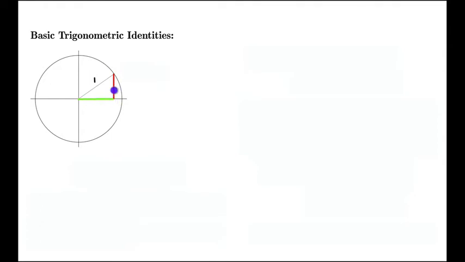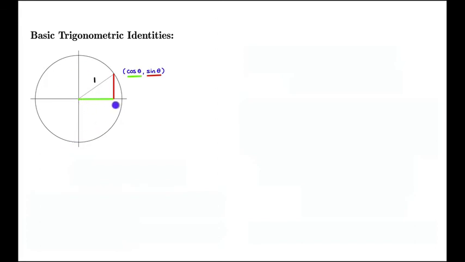So recall from our discussion on the unit circle that each point on the circle is represented by the coordinates cosine theta, comma sine theta. So we see that the adjacent side of our triangle is the cosine of theta, and the opposite side of our triangle is the sine of theta when we're dealing with a hypotenuse of 1. So a triangle that fits inside our unit circle.